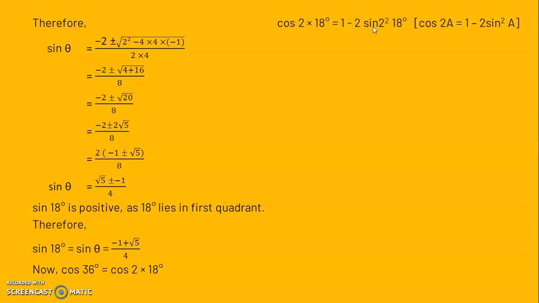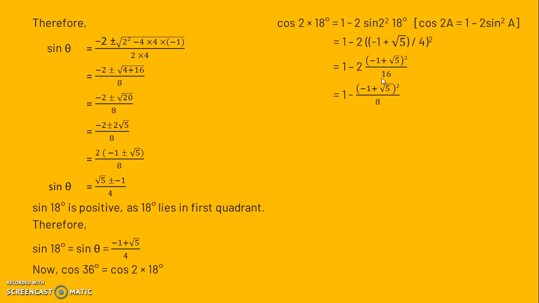So 1 minus 2 sin square theta, with theta 18 degrees here. Let's apply this sin 18 degree value. We will get 1 minus 2 into ((minus 1 plus root 5) divided by 4) the whole square. So 1 minus 2 into (minus 1 plus root 5) the whole square divided by 4 square, which is 16. So 1 minus (minus 1 plus root 5) the whole square divided by 8.